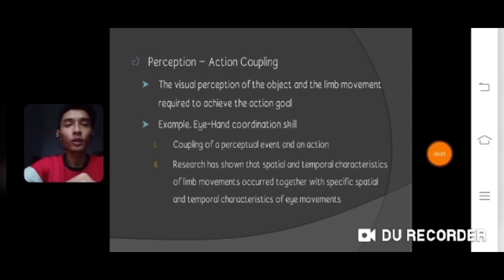Okay, the last one is perception-action coupling. It is the visual perception of the object and the limb movement required to achieve the action goal. For example, eye-hand coordination skill is a coupling of a perception event and an action. Some research has shown that spatial and temporal characteristics of limb movement occur together with specific spatial and temporal characteristics of eye movement. Okay, that's all from me.